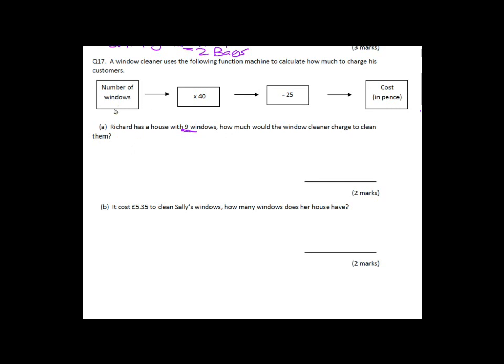So we're going to put 9 into our function machine on the left hand side. We're going to go along and we're going to multiply it by 40. With 9 fours are 36 with a 0. So that's 360 pence. And we're going to take off 25 pence. And that gives us £3.35 or 335 pence for the cost of the 9 windows to be cleaned. So on the answer line, under part A, £3.35, and that's worth 2 marks.